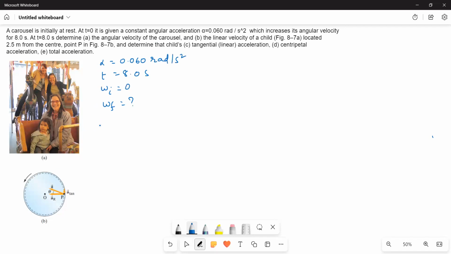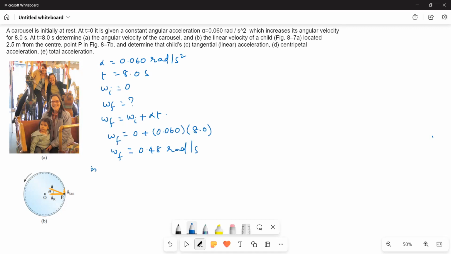To find this, omega f is equal to omega i plus alpha t. Here omega f is equal to 0 plus alpha, which is given as 0.060, times 8. Therefore, omega f is equal to 0.48 radians per second. This is the first bit.